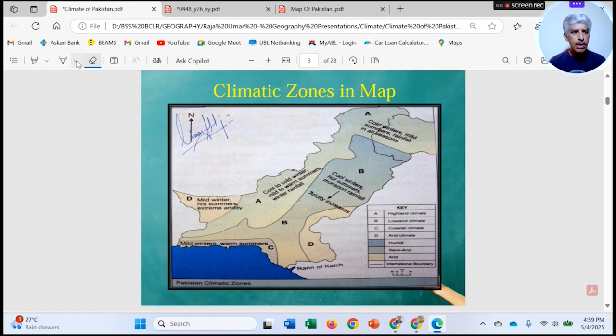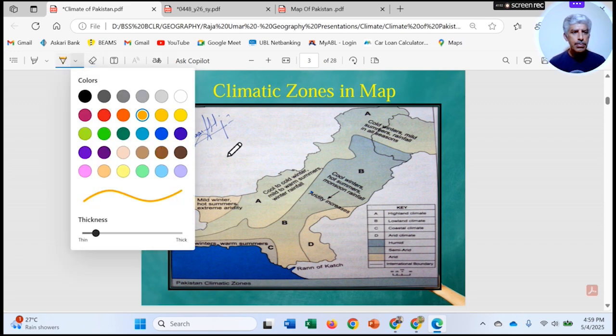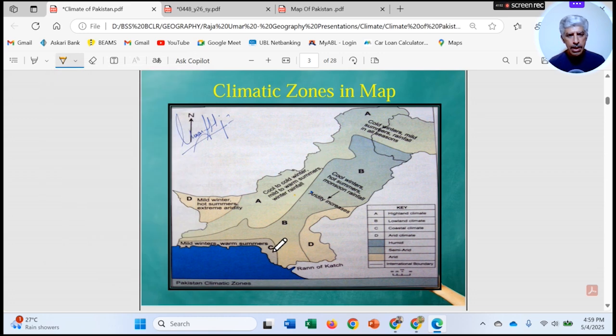Okay, now talking about region C. Region C, coastal areas of Pakistan down in south, mild winters, warm summers. So it means that it is a 50-50 situation, right? Mild winters, warm summers. So it shows that the overall difference in the temperature of summers and winters is not much.